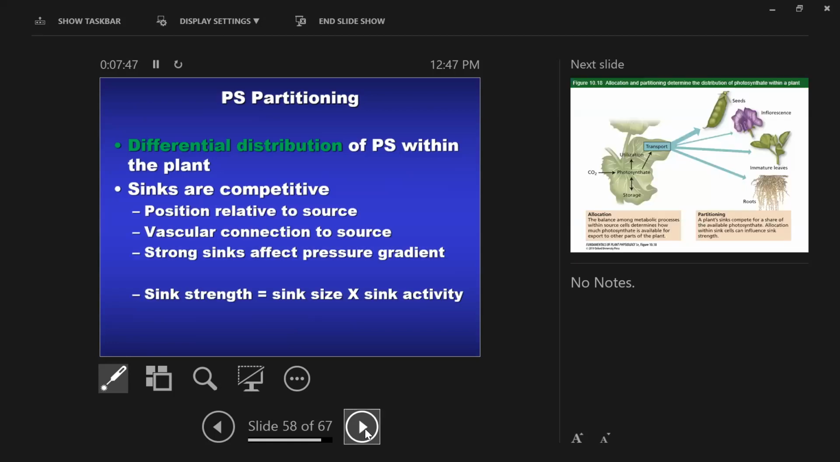And so we talked about sink strength is the size of the sink and its activity. You factor both of those in to calculate the sink strength. The different sinks are all vying for that sugar, and so the plant has to partition into those different sinks. Does that make sense?